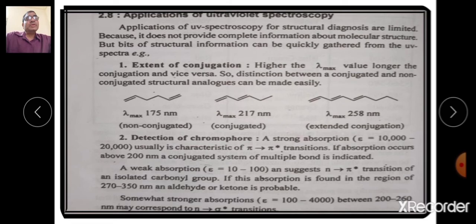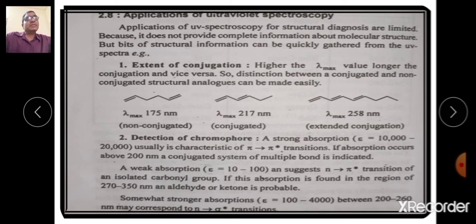And therefore the distinction between a conjugated diene and non-conjugated dienes, structurally analogous, can be made easily. Now let us see. The first one is non-conjugated, that is, the double bonds are not in conjugation, they are isolated, and therefore this type is called isolated or non-conjugated, and the lambda max value is 175 nanometer. When there is conjugation, double bond, single bond, double bond, the lambda max value is 217 nanometer. Here only conjugation is present.